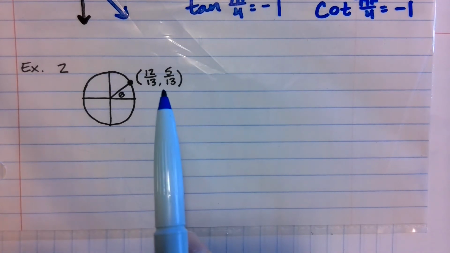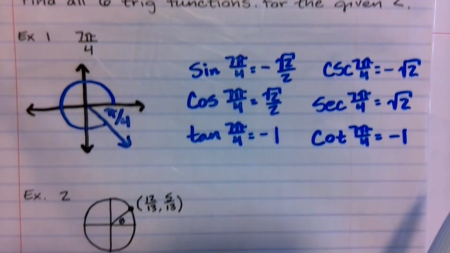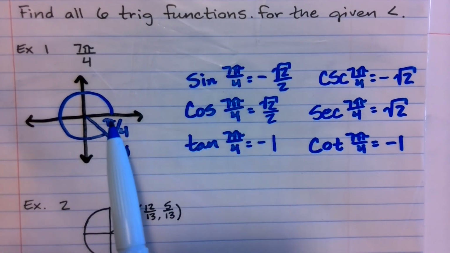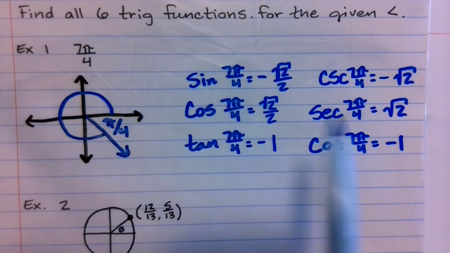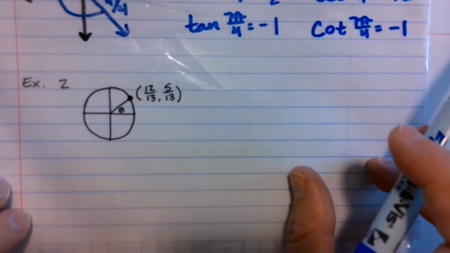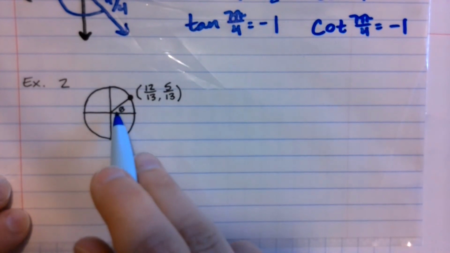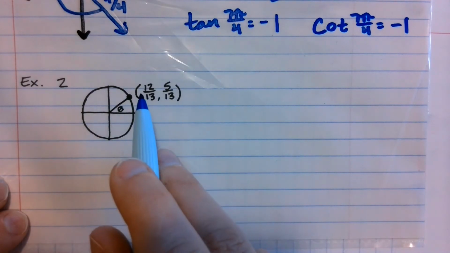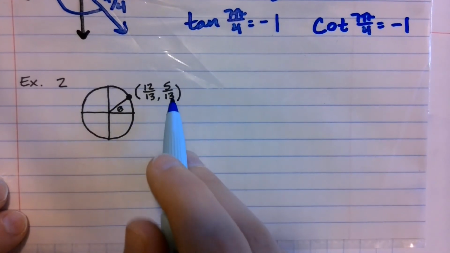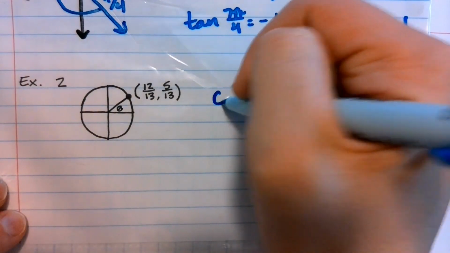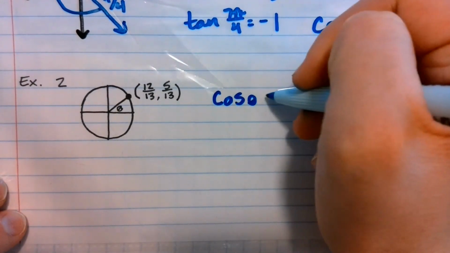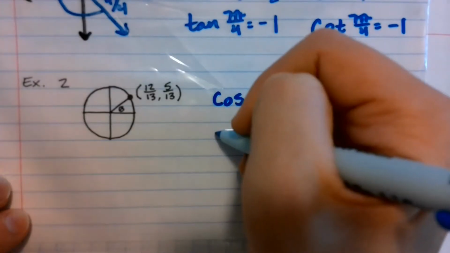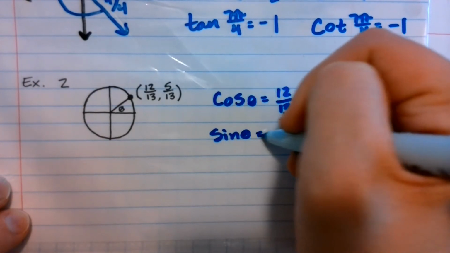So really what they've told us here, they told us even more than they did on the last one, because in the last one we had to figure out what that reference angle was and then use it to find sine and cosine. On this one, we don't want to overcomplicate it. It really doesn't matter what this angle is because they've already given us cosine and sine. Remember, cosine is always the x value, sine is always the y value. So it doesn't matter what theta is here, but our cosine is going to be that 12 over 13. Sine is going to be the 5 over 13.